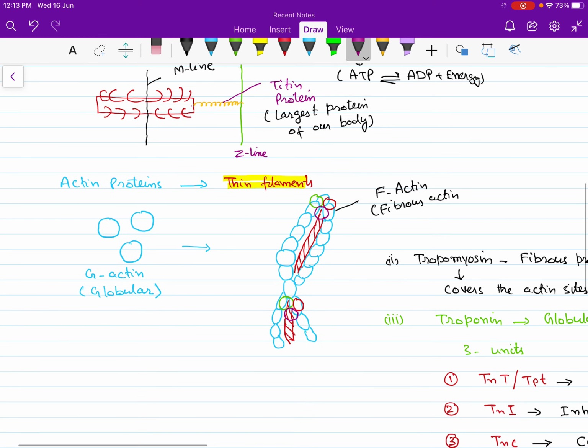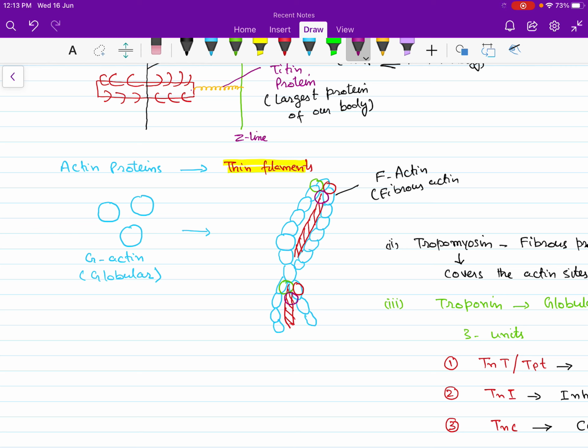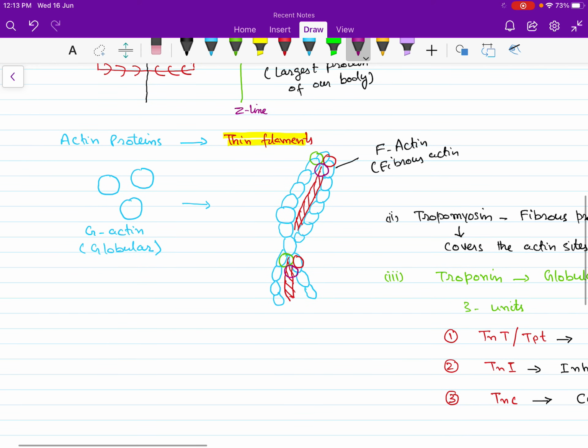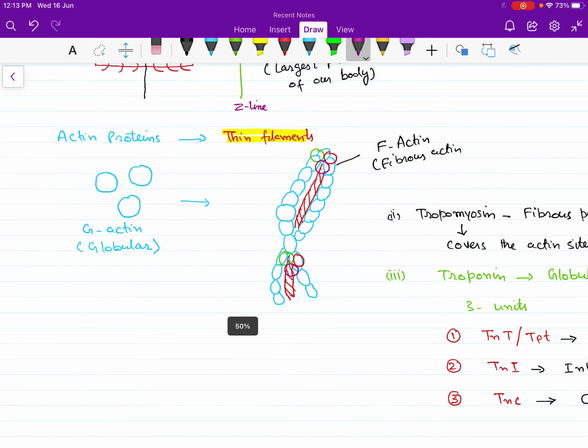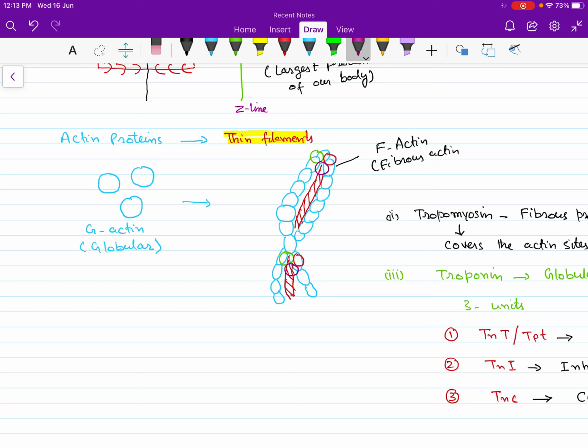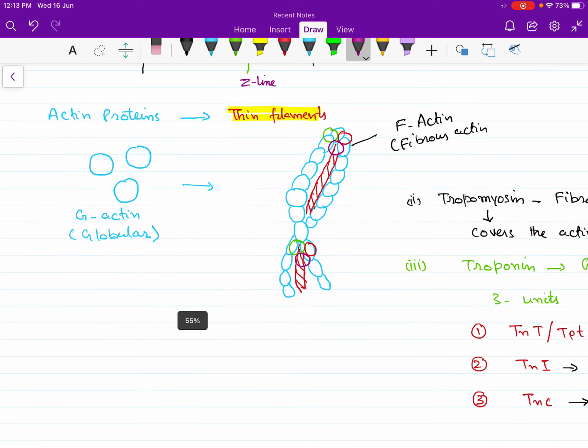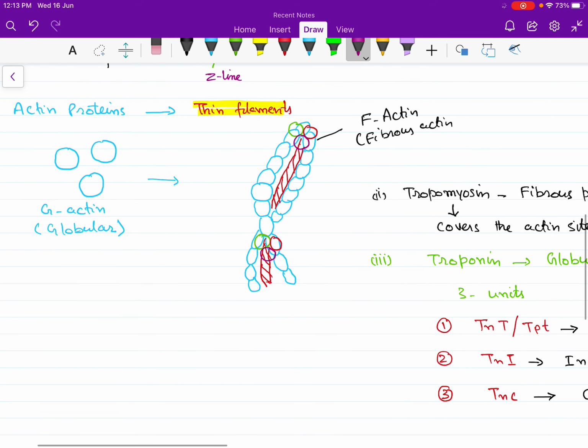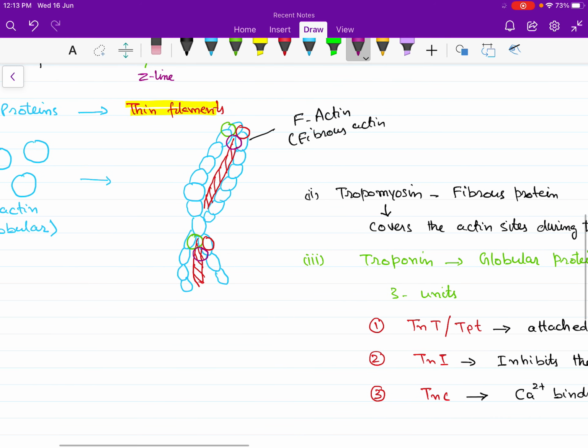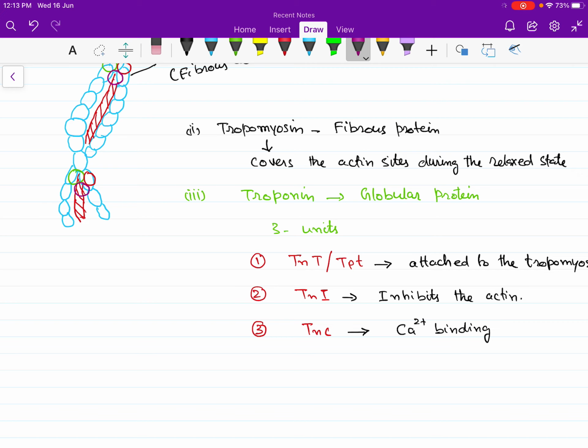Then we have seen that in muscle fiber there is another type of protein called actin protein. Actin protein is present in the thin filament. It exists as a globular protein called G-actin, and those G-actins polymerize and form the fibrous structure called F-actin. Apart from this, there are 2 additional proteins which are regulatory in nature.